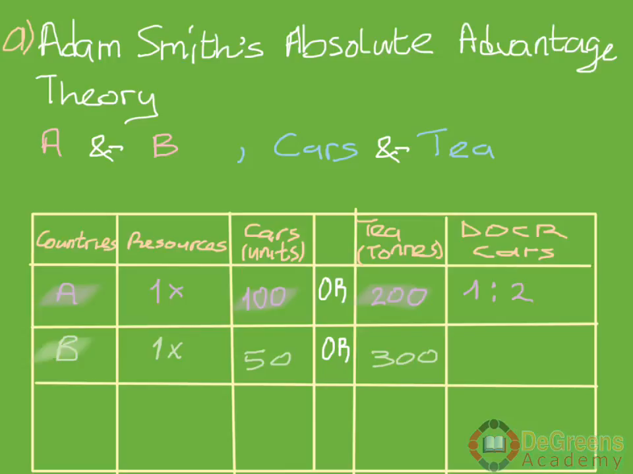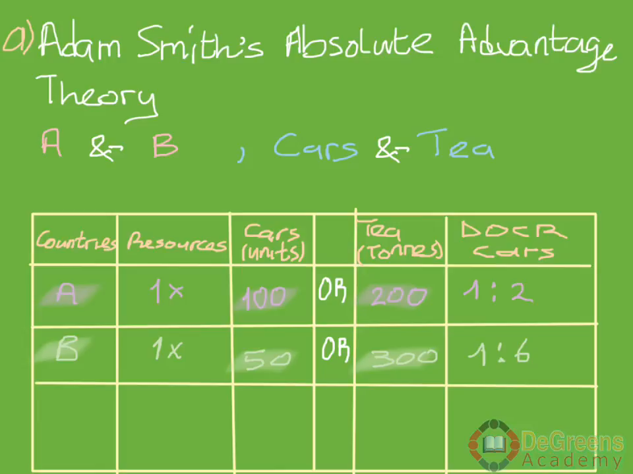We'll look at that for country B. We'll try to look at the domestic opportunity cost ratio with respect to cars, dividing both sides by 50, the value of cars. We get 1:6. So in the case of country B, 6 tons of tea are forgone to produce just 1 unit of cars.